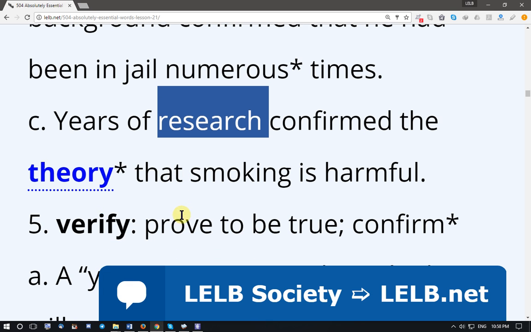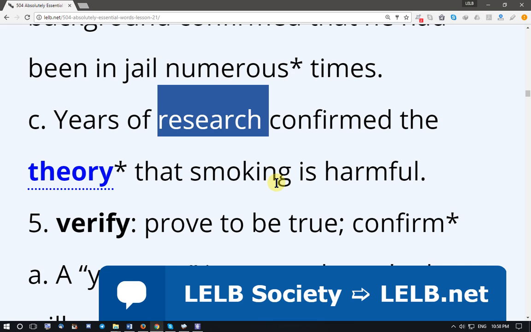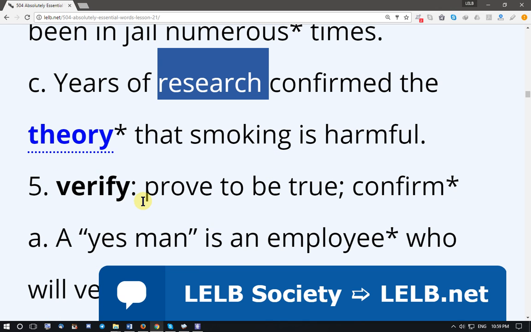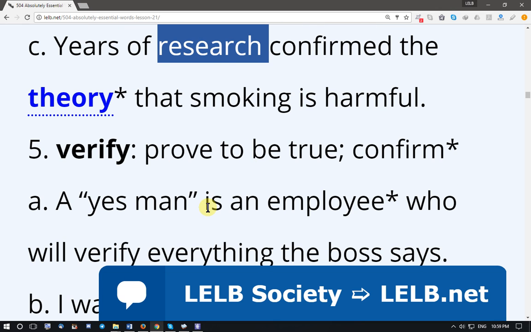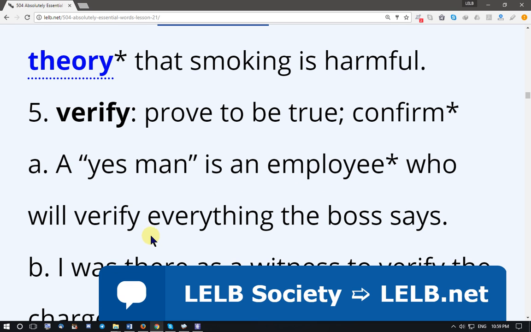The theory that smoking is harmful. As a matter of fact, it has already been scientifically proved that smoking is harmful. Verify, the same meaning, confirm. Verification is the noun. Prove to be true, confirm. A yes man is an employee who will verify everything the boss says. A yes man, a person who is submissive.